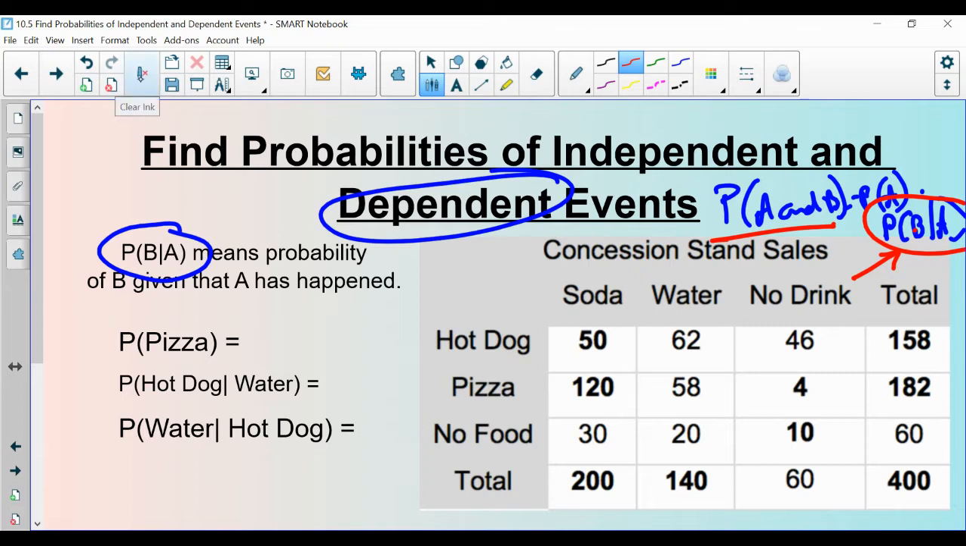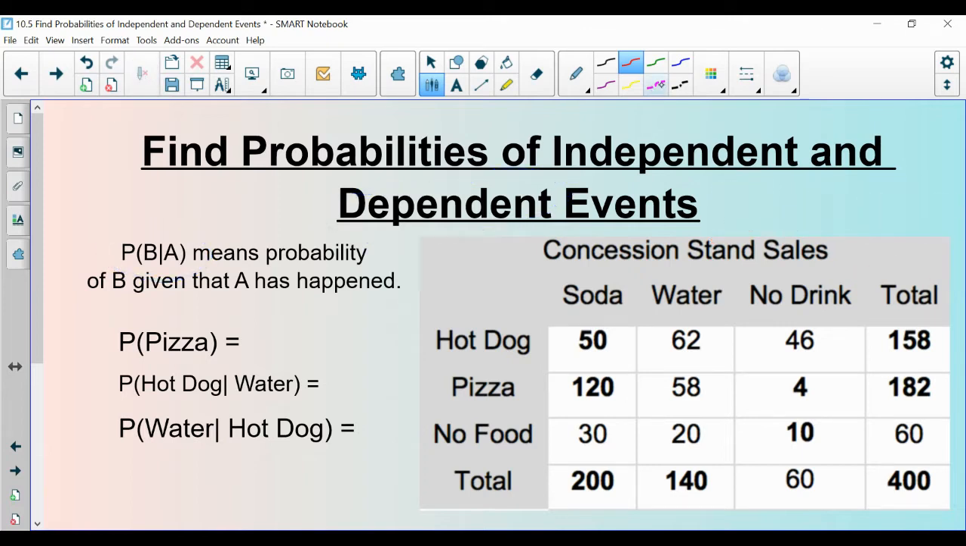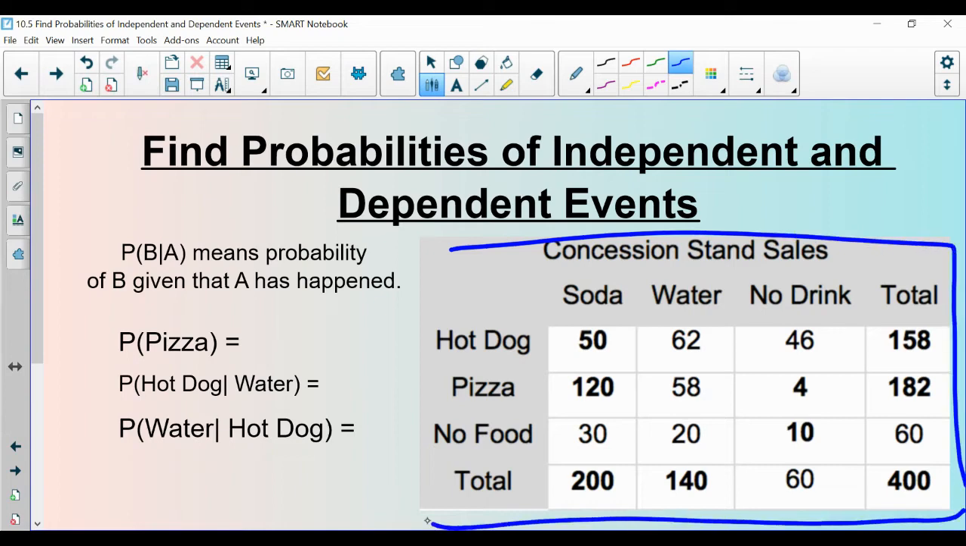There is also a section where I give you a two-way table like this. This is a two-way table, two-way frequency table. And I ask you for some information about this. So keep in mind what this means. Probability of B given A means that I'm asking you to find the probability of B given that A has happened. Assume that A happened, and then tell me the probability of B. So let's just go through these three questions.